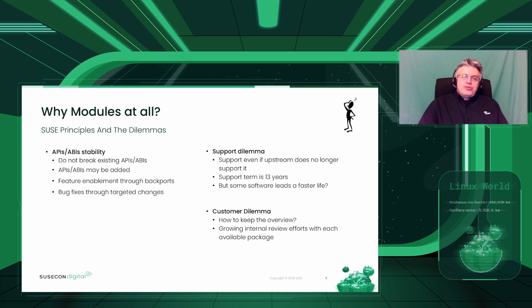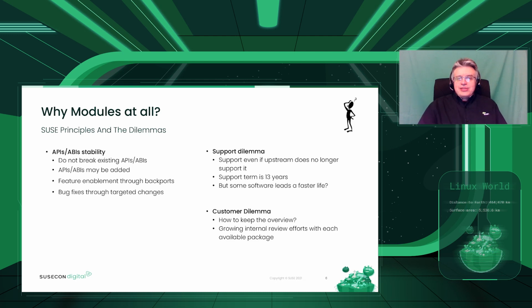At SUSE, we have one principle, and that is stability. We do not want to break existing ABIs or APIs. Yes, APIs and ABIs may get added through a service pack, for example, when a kernel update comes or when a new version is introduced or a library is added. But feature enablement as well as bug fixes are done very specifically and whenever feasible through backports so that we can guarantee that stability.